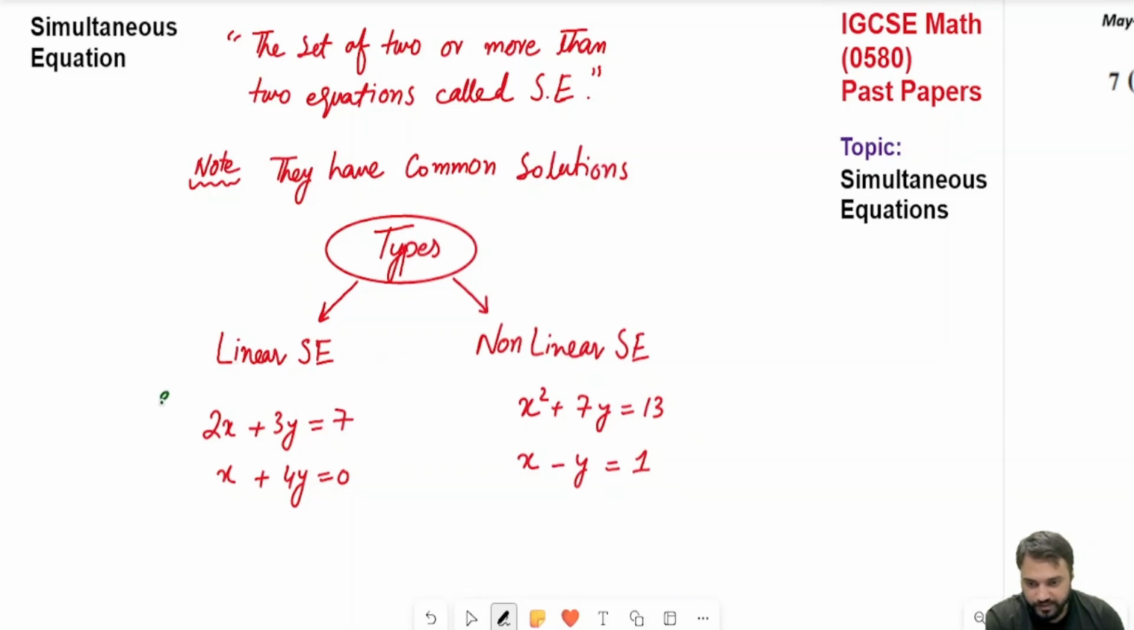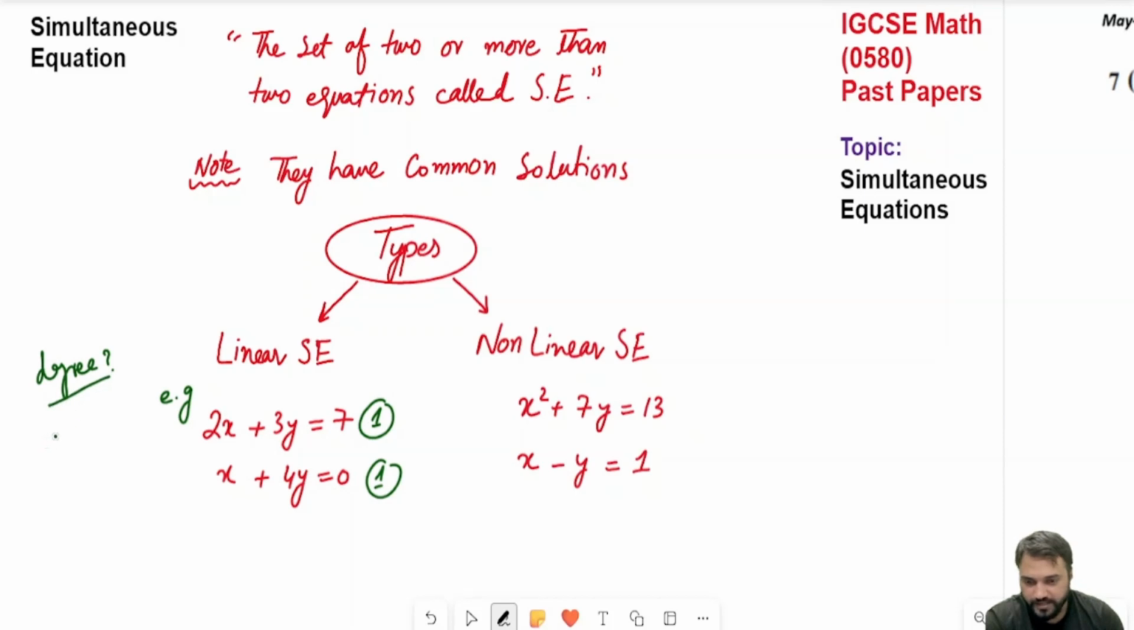I have given an example here, that is 2x plus 3y is equal to 7, and the other equation x plus 4y equal to 0 represent the linear simultaneous equation. Why? Because both the equations have degree 1, that is first equation has degree 1 and second equation also has degree 1. And what is degree?